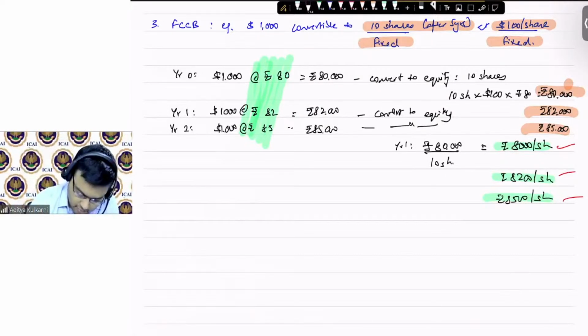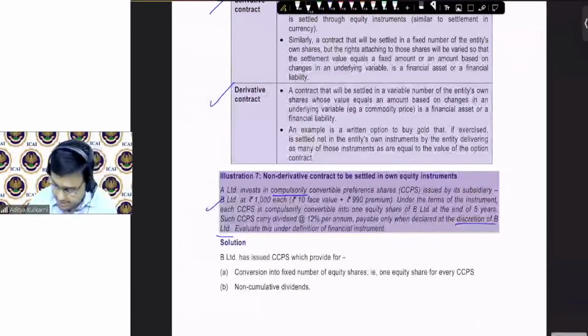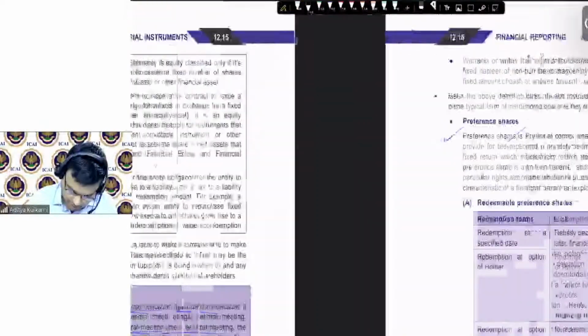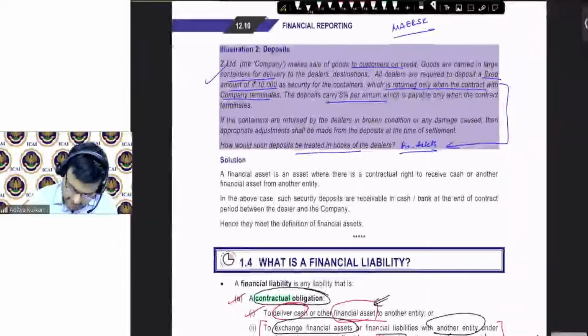Are you sure? Are you sure, Kaushiki? Look at the definition of equity, of financial asset.